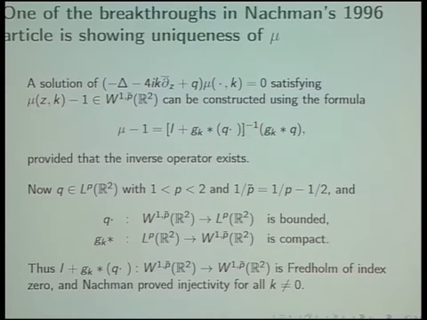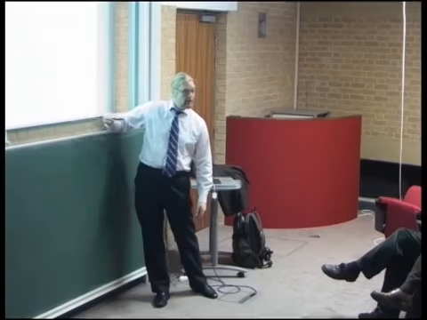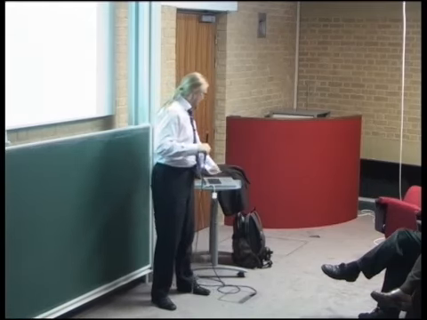So this operator here is identity plus compact, and the invertibility here can be seen by a Fredholm argument. And this is one of the big breakthroughs in Nachman's paper. He could use the theory of pseudo-analytic functions to show that this operator is injective. That means that these complex geometric optic solutions uniquely exist for any k, any parameter k non-zero in the complex plane.